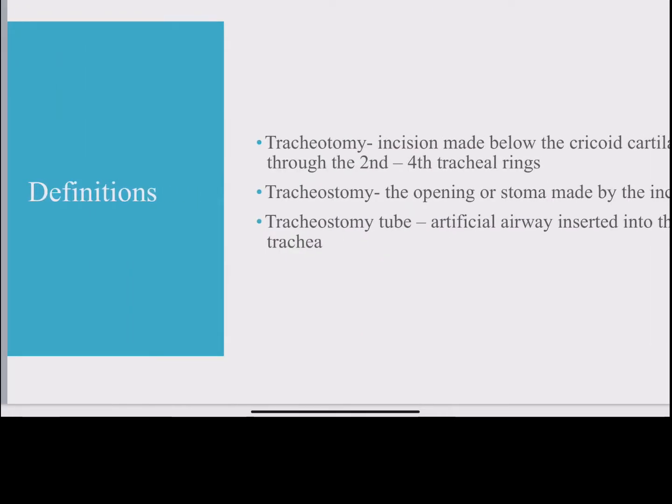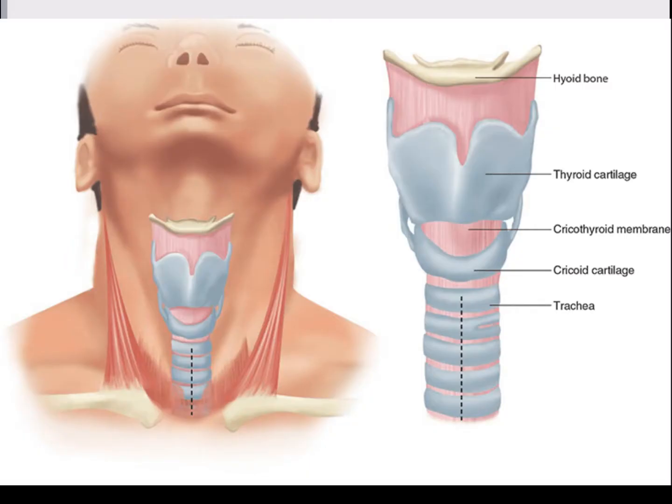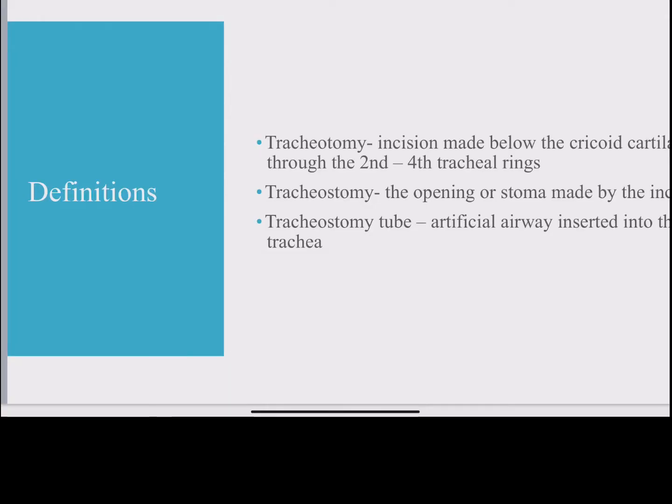I'm going to start with our definitions. A tracheotomy is basically an incision made below the cricoid cartilage through the second and fourth tracheal rings. Tracheostomy is the opening or stoma made by the incision. And a tracheostomy tube is the artificial airway inserted into the trachea.